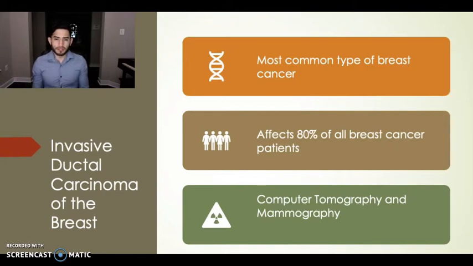According to the American Cancer Society, other invasive ductal carcinoma signs and symptoms include swelling of the breast, skin irritation, breast pain, nipple discharge other than breast milk, and a lump in the underarm area.